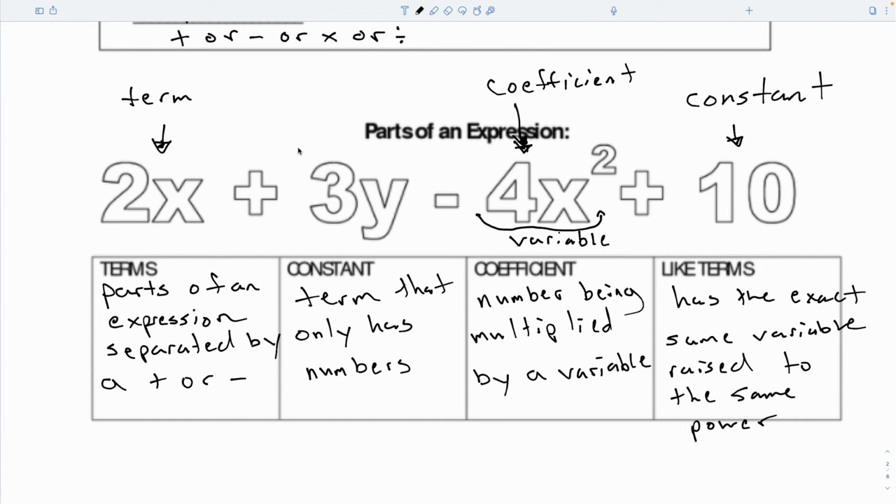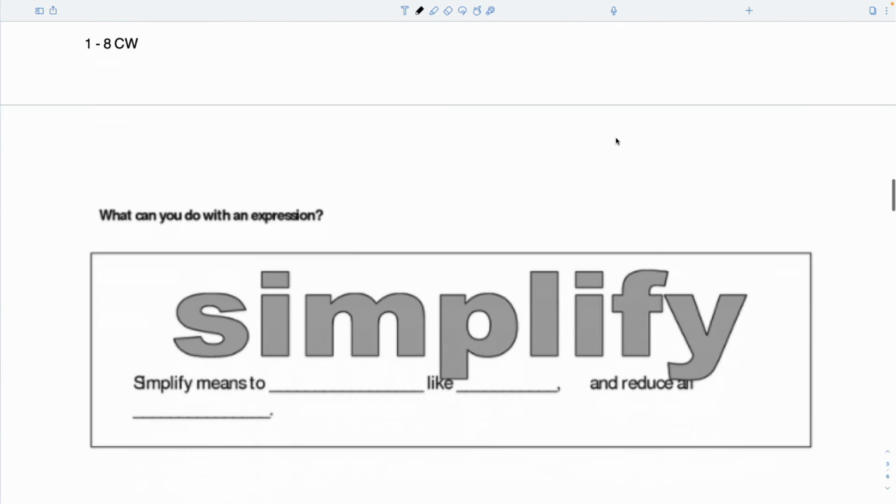You can't combine 4x squared with 2x. Just like apples and pineapples, you cannot squish together an apple with a pineapple. It'd be gross and it'd make a mess. A 4x squared is completely different than a 2x. It has to have 4x and 2x, that could combine. 4x squared and 2x squared, that could combine. But you can't have an x and an x squared.